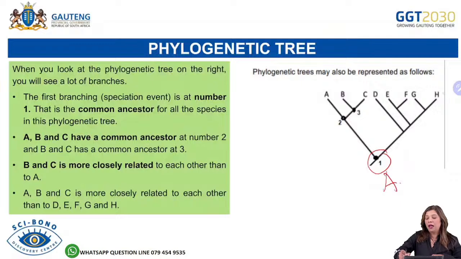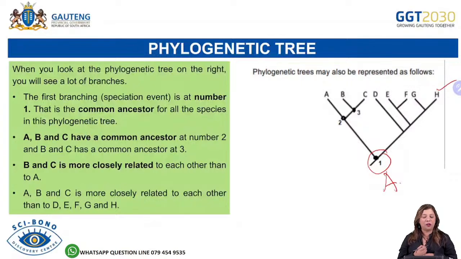There's the ancestor. And what would these be? A, B, C, D, E, F, and G, H. These are the descendants. You are not an ancestor. You are a descendant, okay? Maybe later on down the line you might be, okay?